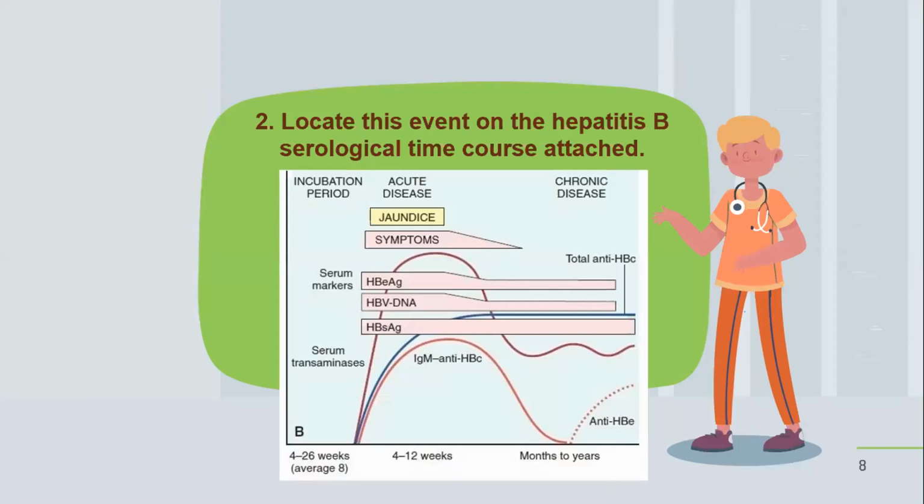Hello, good afternoon, Doc. For the second learning objective, locate this event on the hepatitis B serological time course attached. The significance of the different analytes that yielded a positive reaction on the serology was already discussed by Kim Manubag. Let me just reiterate those results in order for us to know the specific time course of the disease. The first analyte to be considered is the hepatitis B surface antigen. Technically, it denotes an active acute or chronic infection.